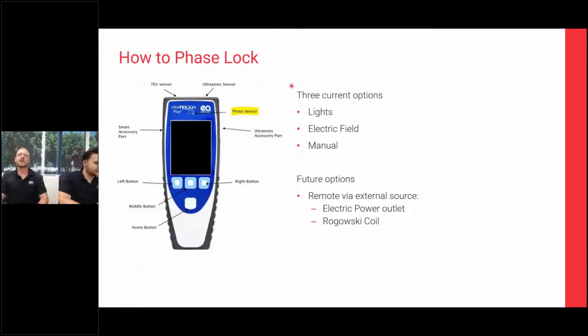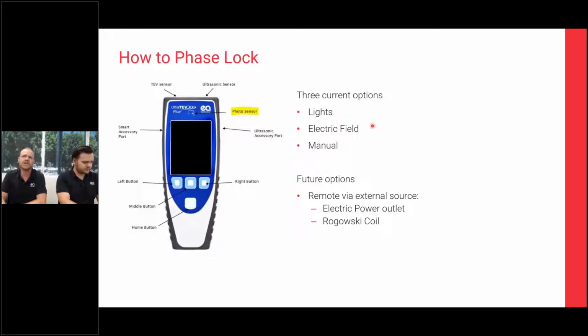Now, how do we get a phase lock? Currently, there are 3 options within the UltraTEV Plus 2 to get a good phase lock. The first option and the default option is it will look at the lights that are in the room through a little sensor that's at the top of the instrument. So that's a photovoltaic sensor. And what it does is if your light bulbs are flickering at 50 hertz or 60 hertz, certain light bulbs, this won't work because you've got LEDs or things that are running at different frequencies. But if you've got a light that flickers at 50 or 60 hertz and you've got a line of sight between that sensor and the lights, it will lock onto the lights.